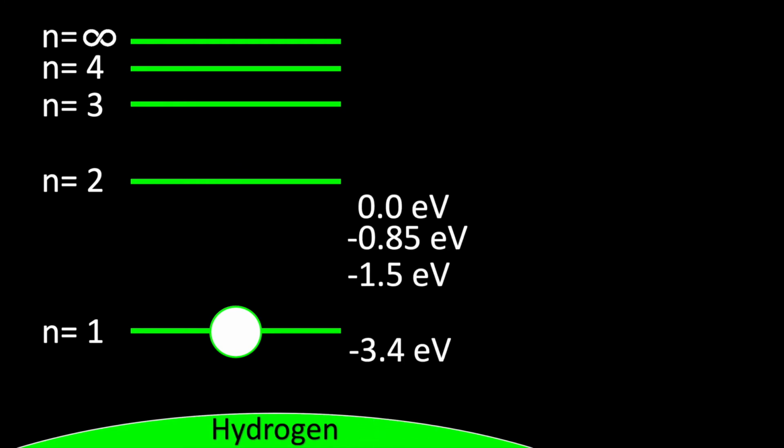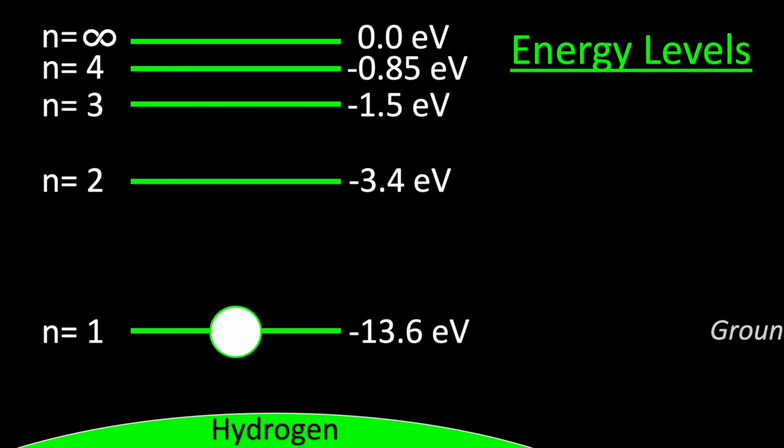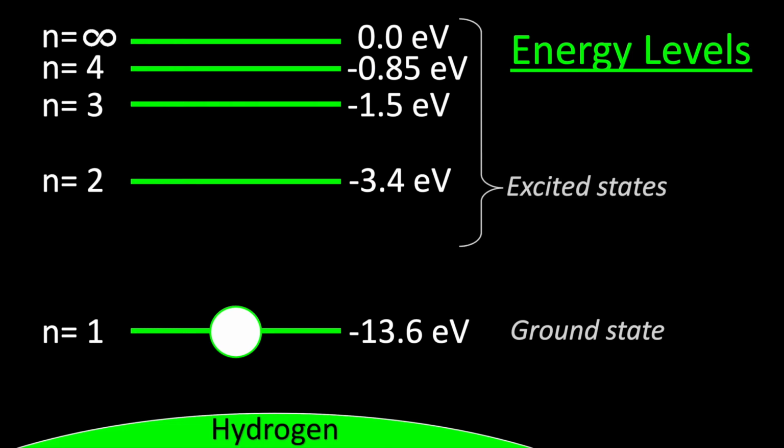Now I'm also going to put the energies on the other side. This shows the energy amounts of each of those shells. And we'll talk a lot about these shells or levels, but the first thing I want to talk about is the energy. As I mentioned before, the electron is most stable in its ground state of n is equal to 1. All the ones above it are considered to be excited states. Now let's take a look at the energy numbers first.